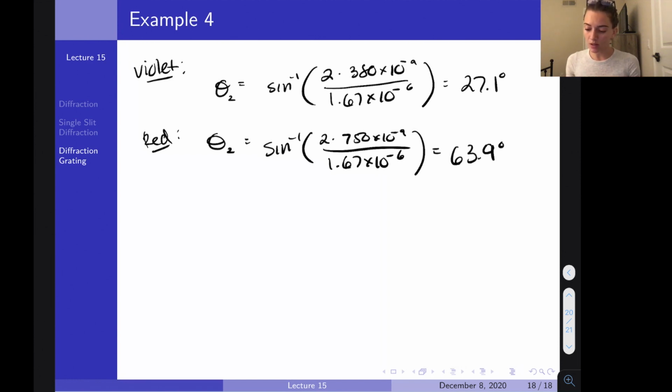So this was a little more challenging example with the diffraction grating. On Thursday we'll do a little more supplementary material and X-ray diffraction, which is important. But that's it for today, and I will see you guys next time.